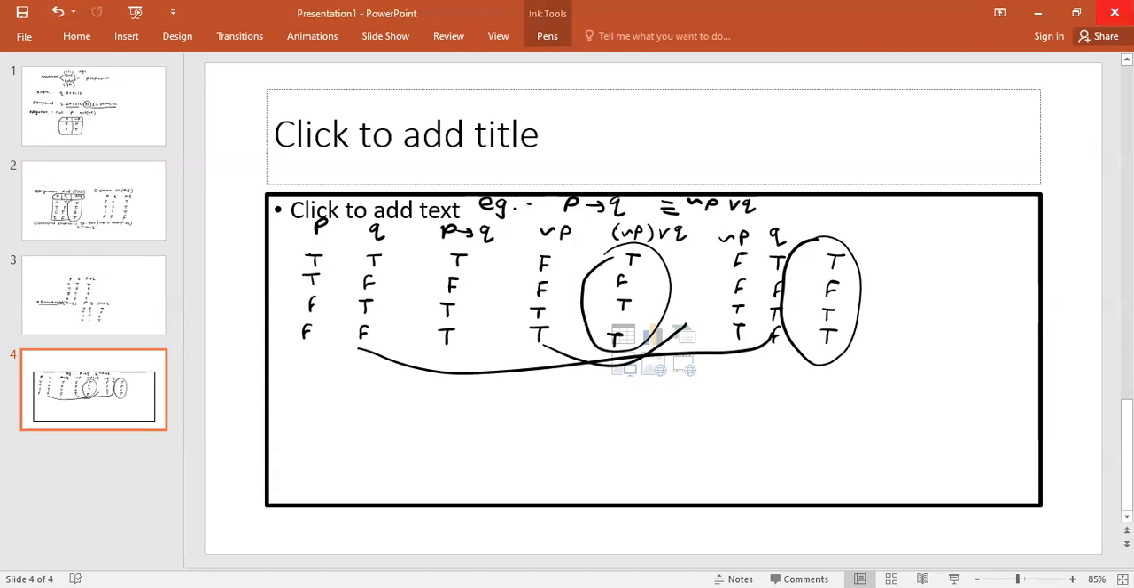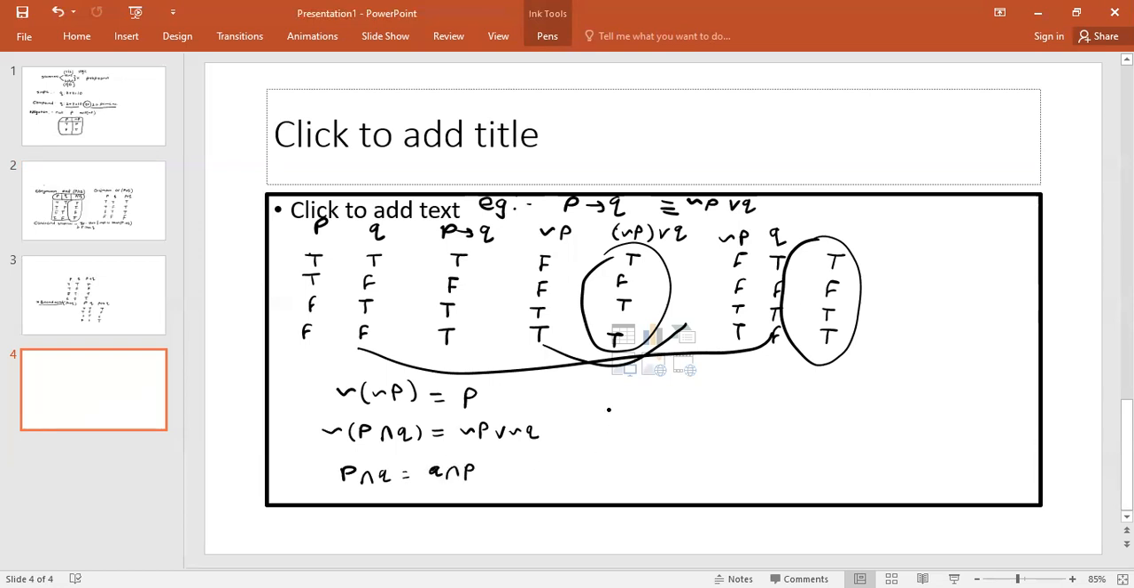Next is logical identities, double negation law. When two negations are applied, then it is equivalent to P. De Morgan law: when negation is applied to this, then it is equivalent to this. This is called De Morgan law. Commutative law: in commutative law, this is equal to Q, this.